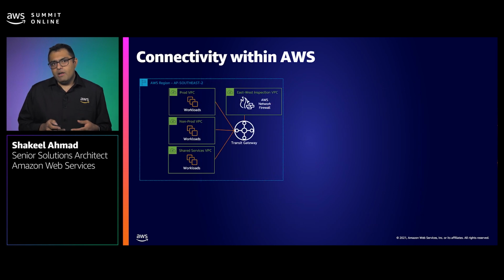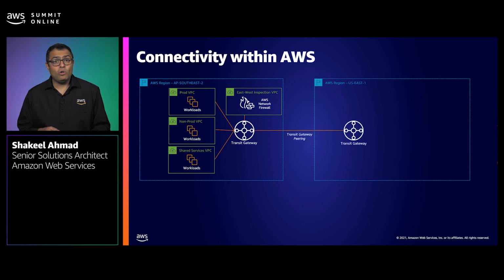Now, moving further, as your business grows, you want to expand to other regions, while still maintaining the existing design and features you have implemented in the Sydney region. Now, the Transit Gateway peering feature allows you to securely connect transit gateways in other regions. And using this feature, you can build a global network for your workloads in a matter of minutes.